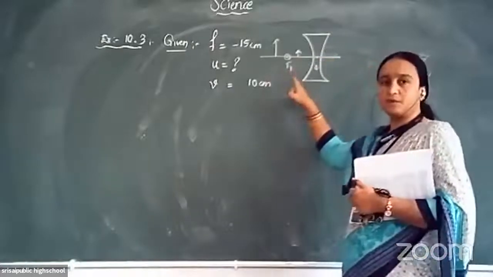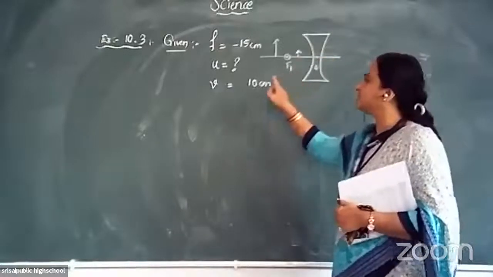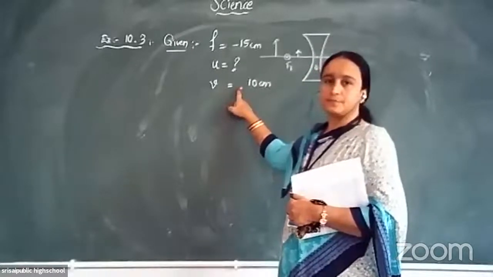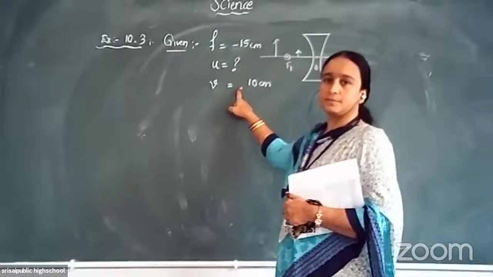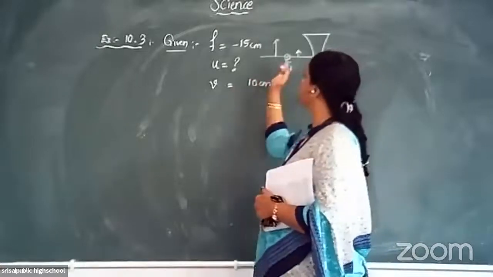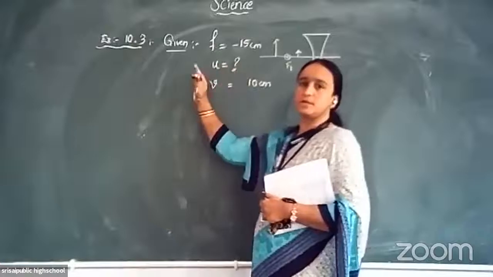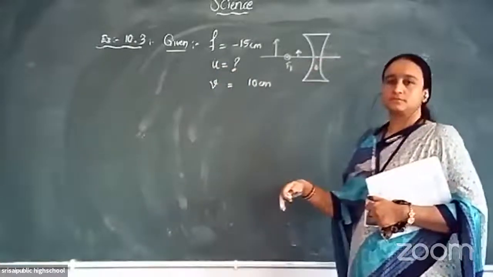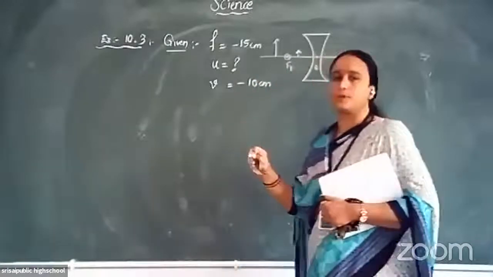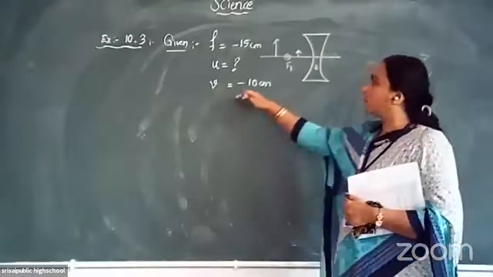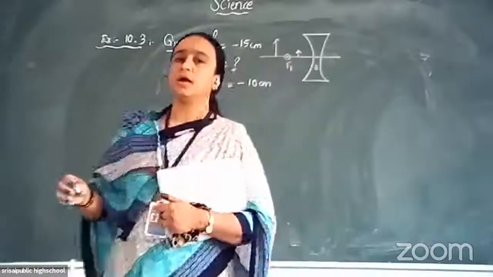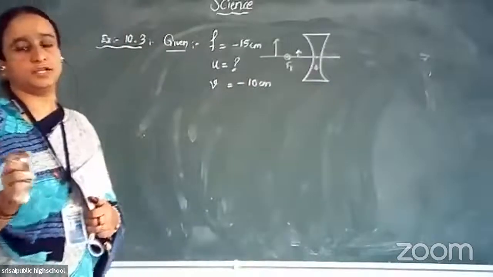Now your image is on the left side, which means which sign are you going to give for this 10 centimeters? Positive or negative? Sign convention: is it positive x-axis or negative x-axis, left side? Negative x-axis. Very good. So you are going to give the negative sign for the image distance. So it is minus 10 centimeters.